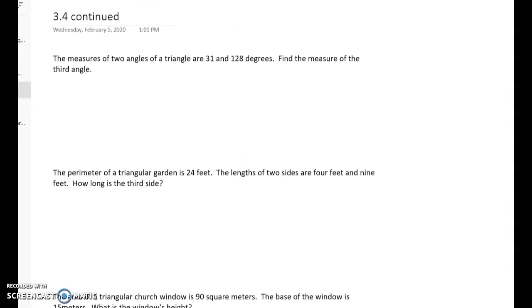Okay, let's see what we have here. So this one says the measure of two angles of a triangle are 31 degrees and 128 degrees. Find the measure of the third angle. So it's similar to the last problem we did. We're going to take X, that's the angle we don't know, plus 31 plus 128, and that's going to equal 180 because in any triangle, the three angles have to add up to 180.